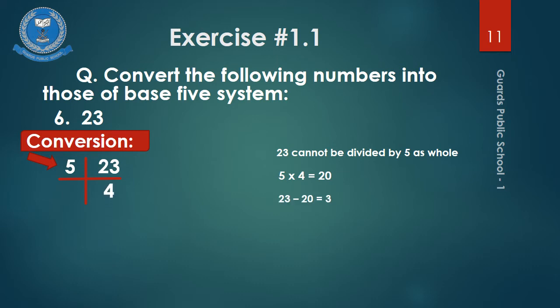Now tell me, can you divide 4 by 5? No, you cannot divide because 4 is lesser than 5. Means stop division here and write down 23 in the expanded form involving exponents of 5. Write down 23 is equals to 4 multiplied by 5 exponent 1 plus 3 multiplied by 5 exponent 0. And finally the answer 23 is equals to 4, 3 with base 5.